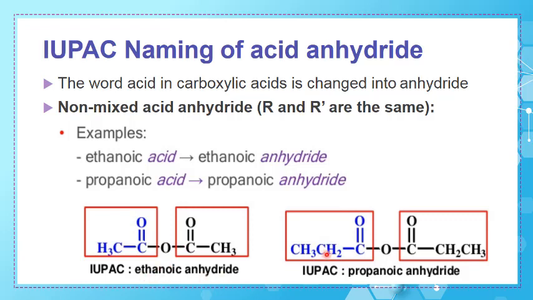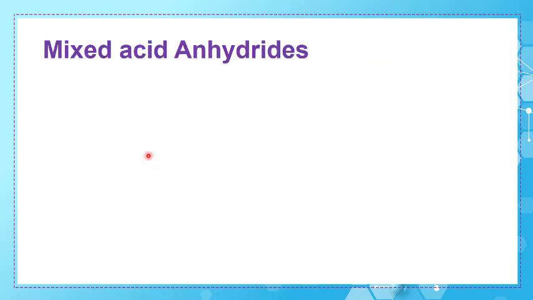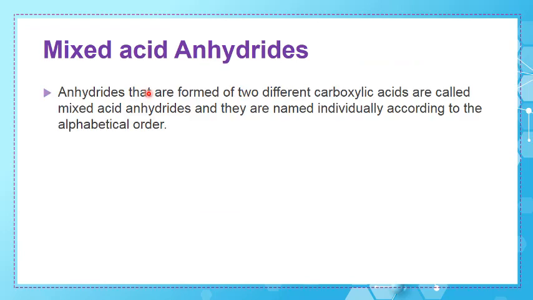Look at that example. Here I have 3 carbon atoms, so it's propane, and here it's actually a derivative of propane, and here 3 carbon atoms, so it is also a non-mixed acid anhydride. It would be called propanoic anhydride. So I repeat, this is simple for the non-mixed acid anhydride. Now how to name mixed acid anhydrides? As we said, anhydrides that are formed of 2 different carboxylic acids are called mixed acid anhydrides, and they are named individually according to alphabetical order.